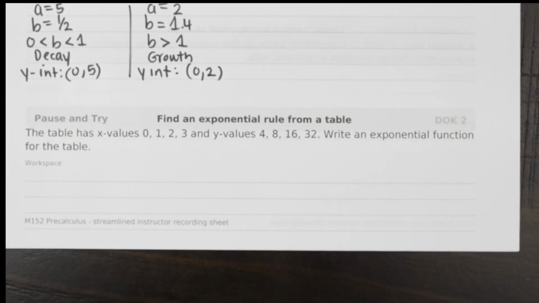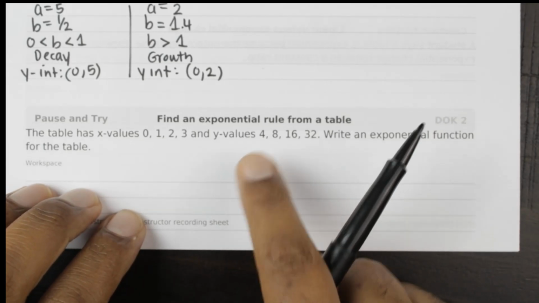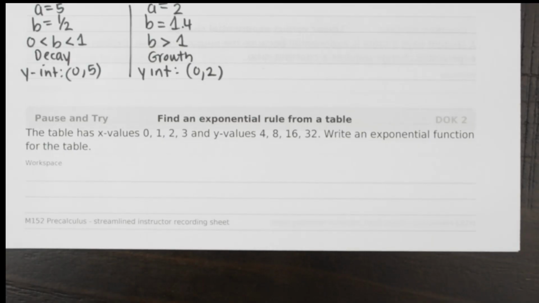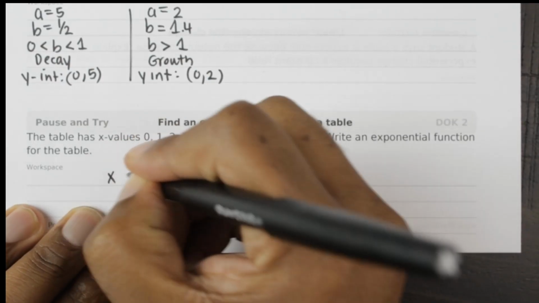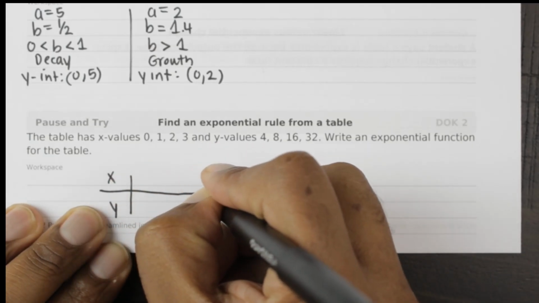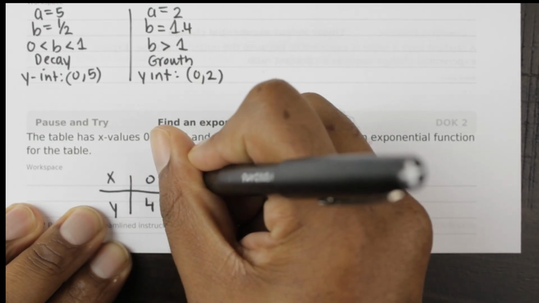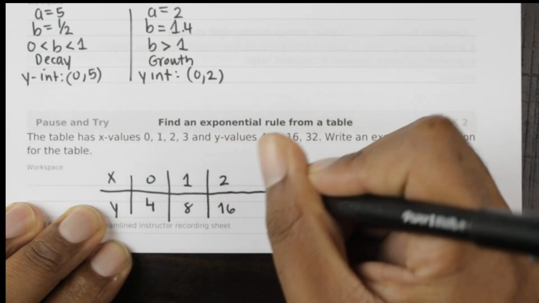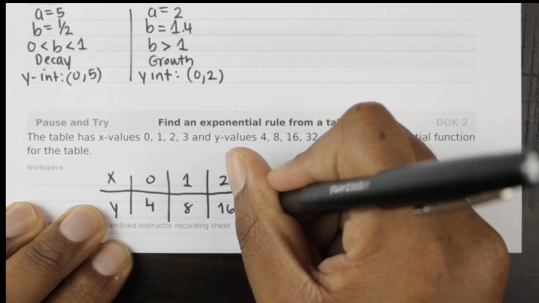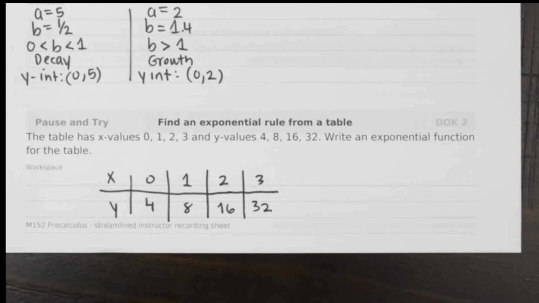All right, pause the video and complete the problem at the bottom. Okay, so let's first of all start with the y value when x is equal to 0. When x is equal to 0, y is 4.